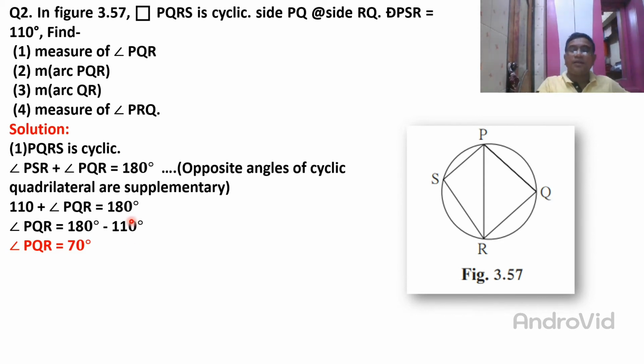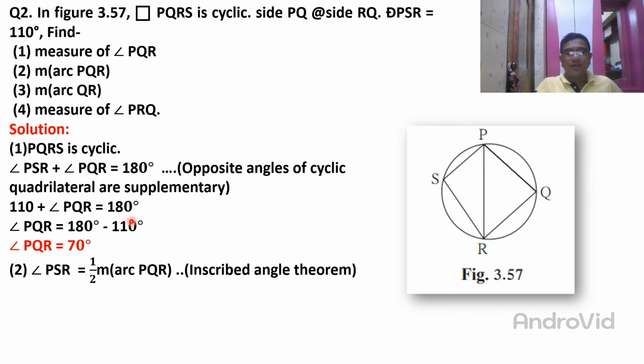In such a way you are finding angle PQR, that is 70 degrees. Then you want to find the major arc PQR. The angular measure is half of the major arc. Suppose you want to find arc PQR: this is P, this is Q, and this is R. If you want to find the arc, then the arc measure is twice the angle measure.